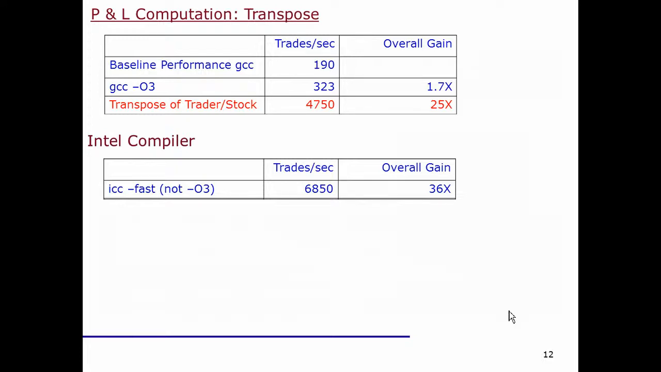At that stage we had also got an Intel compiler, which was a commercial compiler unlike the free GCC one, and by using a -fast option we were able to get an additional benefit of going from 4750 to 6850 trades per second. So that was roughly close to almost 40% improvement, to give an overall gain of 36x.